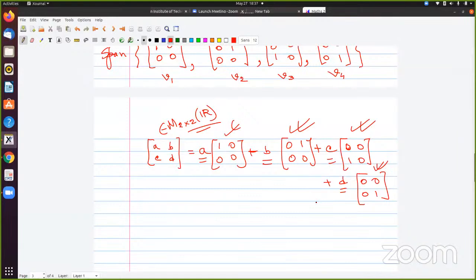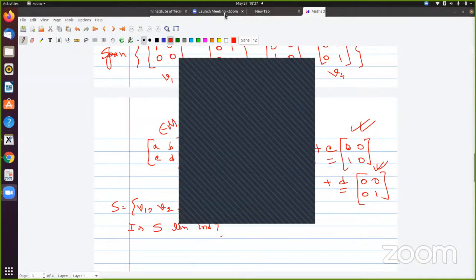Now my question is: this set V1, V2, V3, V4, is it linearly independent? Linearly dependent, sir? No, sir, it is independent. Totally independent. Sir, it is exactly 4, that's why we have to check it with the determinant.